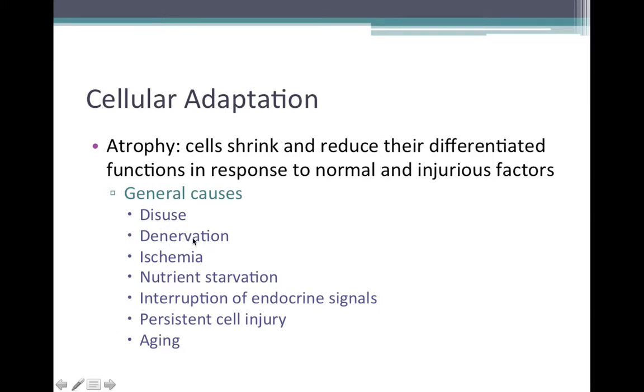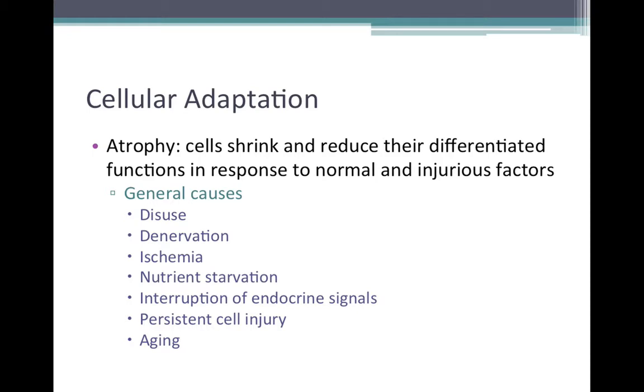Lack of nerve supply to the tissue can lead to a decrease in the activity and size of the cells, as well as things like ischemia, which is basically lack of blood flow to a tissue, nutrient starvation, interruption of endocrine signals or hormone signals, persistent cell injury, or even aging. But all of these are causes of atrophy, which can lead to a decrease in the size of cells and even a decrease in the entire organ.